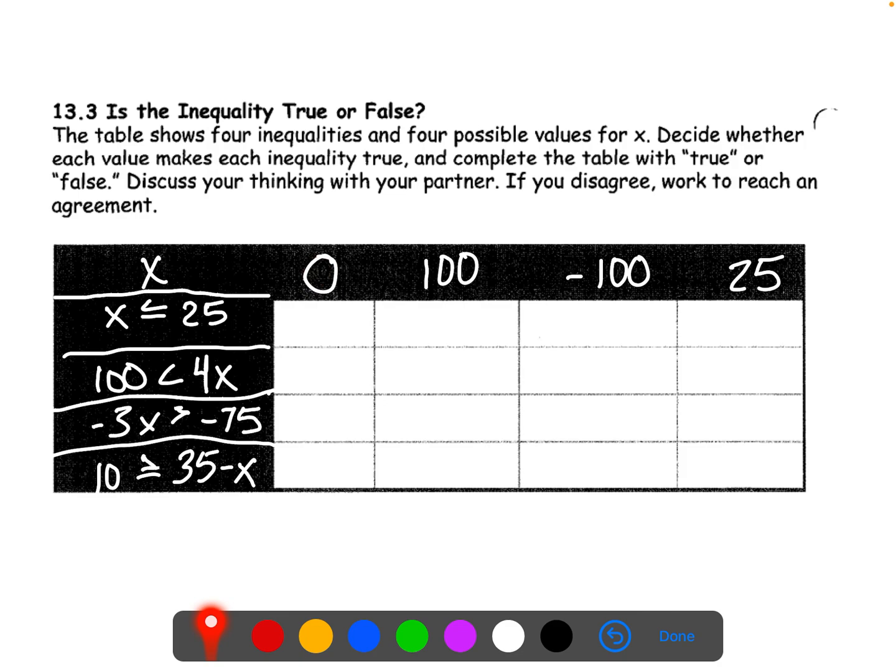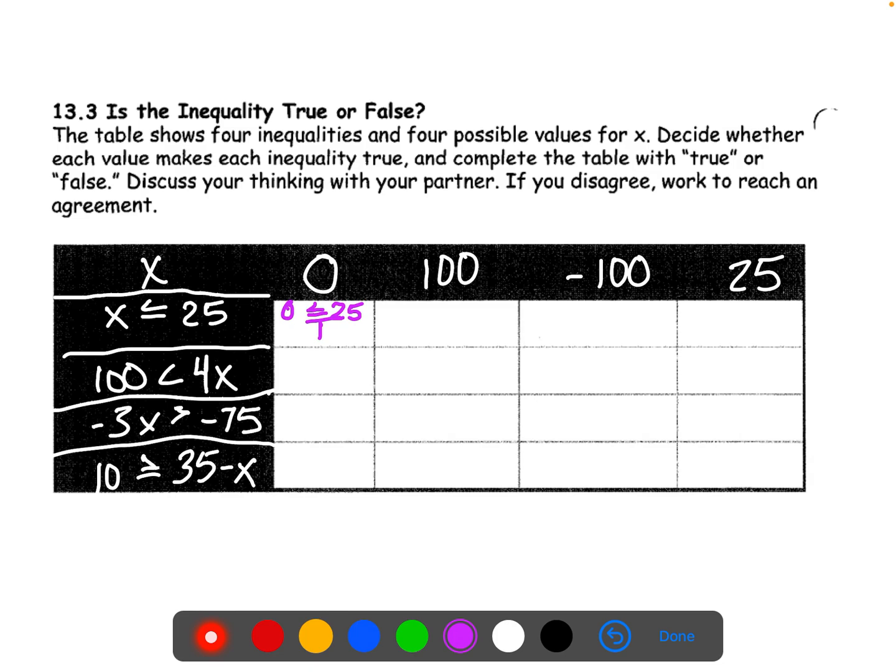If you're having trouble picturing this, try rewriting it. So if I were to write my possible value for x, which is 0, if 0 is less than or equal to 25, that's the question I'm trying to answer here. And yes, 0 is less than 25. This is a true statement.